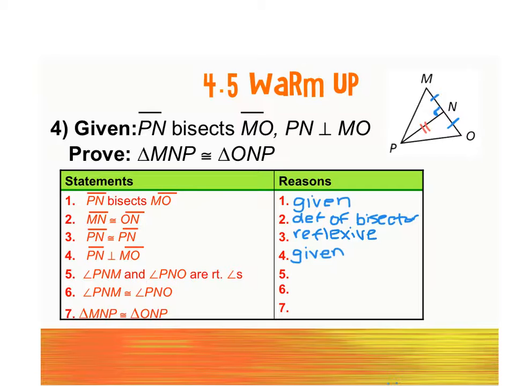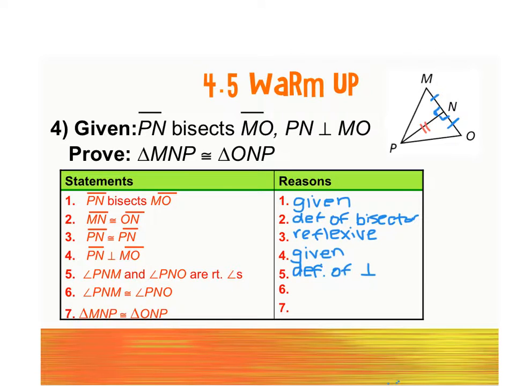Number 5 says angle PNM and PNO are right angles. How do I know that? These are both right angles. What piece of information did they give you that leads you to that? They're perpendicular. So that's the definition of perpendicular. Then it says PNM is equal to PNO. Nope, we're not to the triangles yet. We're on the angles, right?